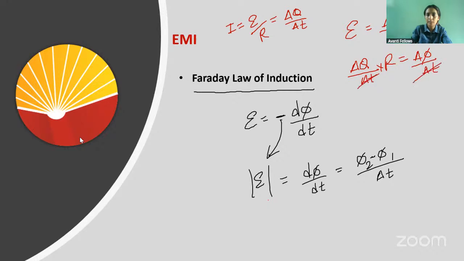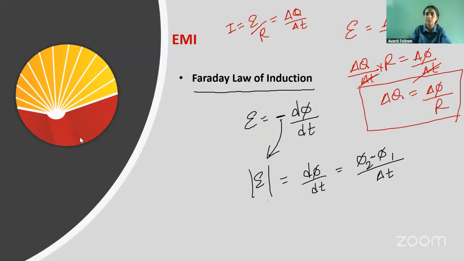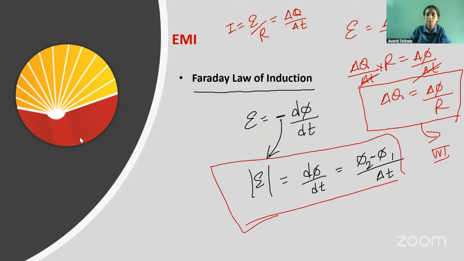Delta T को आप कट कर दो. So amount of charge that will flow because of flux changing by delta phi will be equal to delta phi by R. So this formula is a very important formula. Questions आ सकता है and then that may be called a good question. So this is important and definitely this formula is important. Okay, so two things from here.